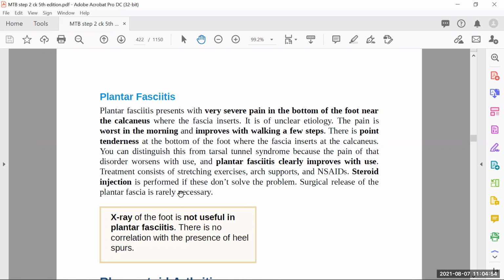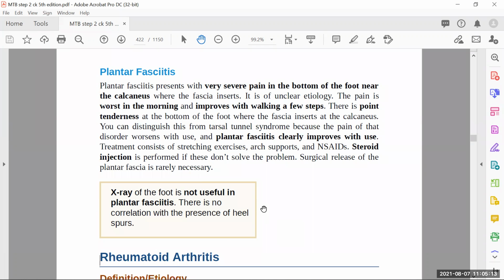Surgical release of the plantar fascia is rarely necessary. It's very rare that we'll go for the fasciotomy, where we remove or cut the fascia. Usually, it will settle only with the help of supportive exercises. We'll also ask the patient to always use high arch heel shoes so that can help the patient.